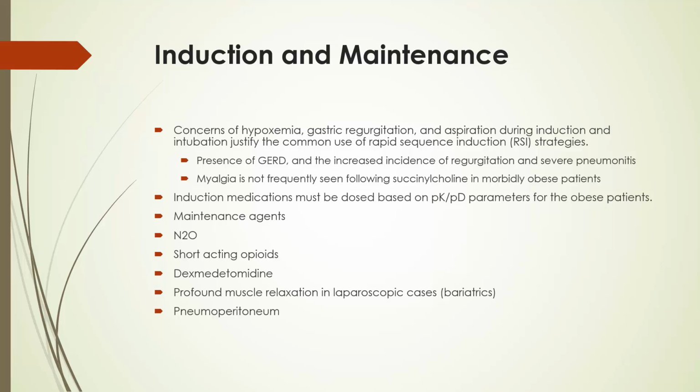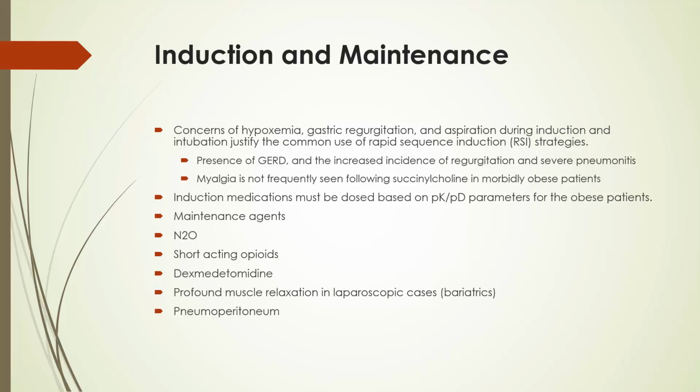Dexmedetomidine, as you know, is an alpha-2 agonist with sedative and analgesic properties and has no clinically significant adverse effect on respiratory function, making it an attractive anesthetic adjunct in this patient population. It also reduces post-op opioid analgesic requirements.